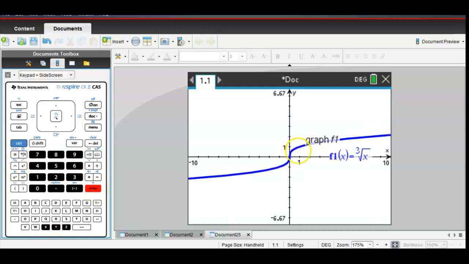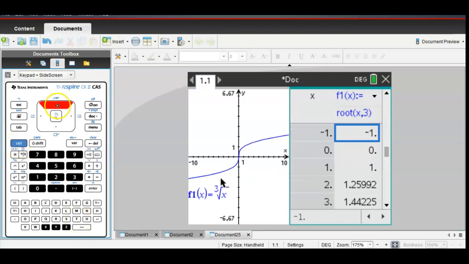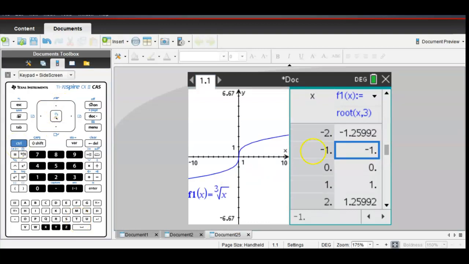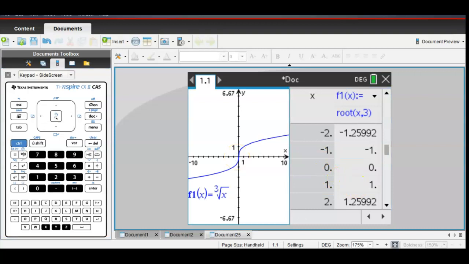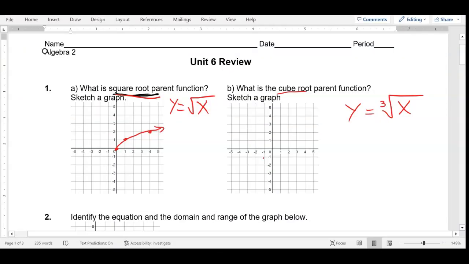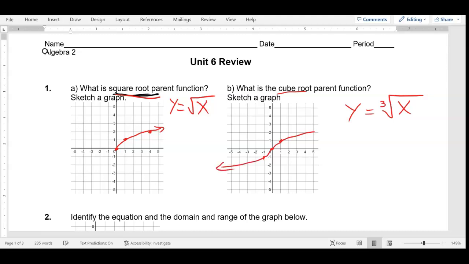Now cube root of x, this part kind of looks similar, but then it keeps going like this, and it makes that shape. So again, if we do Control T, you can see we got these 3 points, and then it does that shape. So we can plot those 3 points. It goes like this, and then it goes like this, forever and forever. So you've got to know these parent functions. That's what they look like.